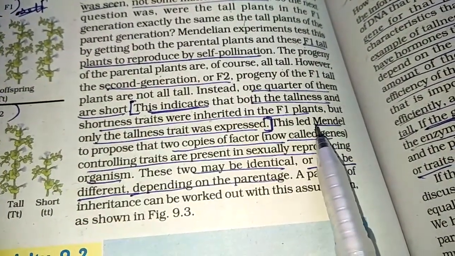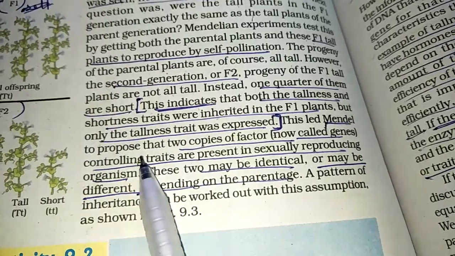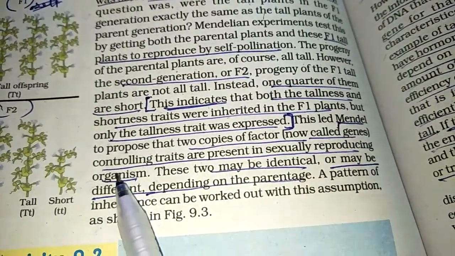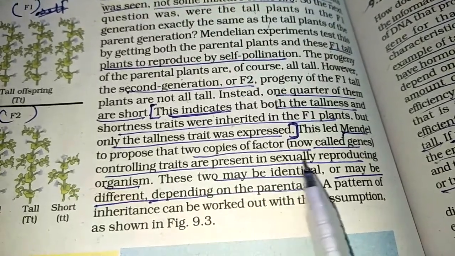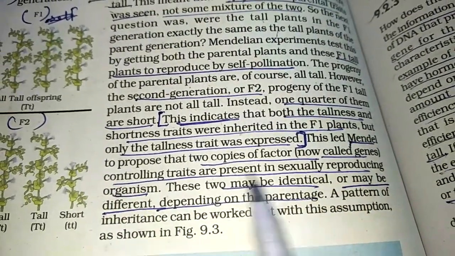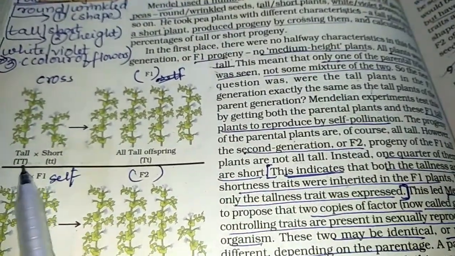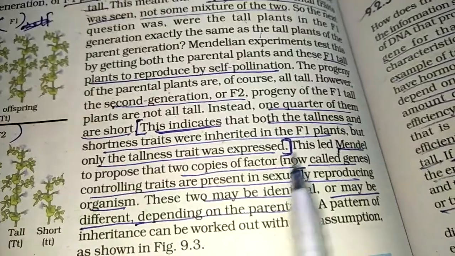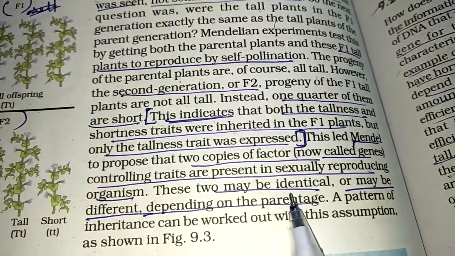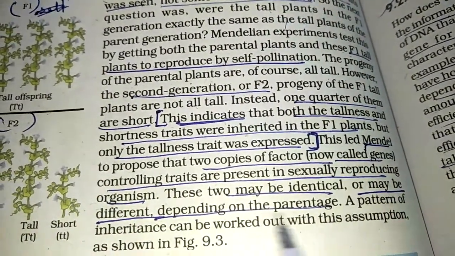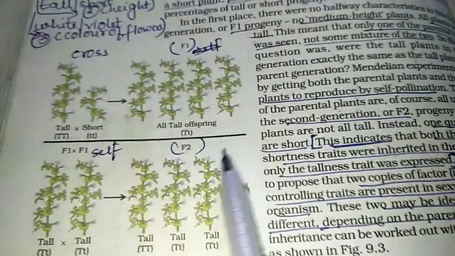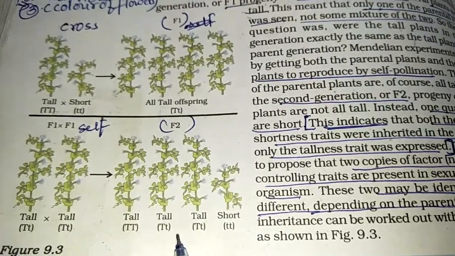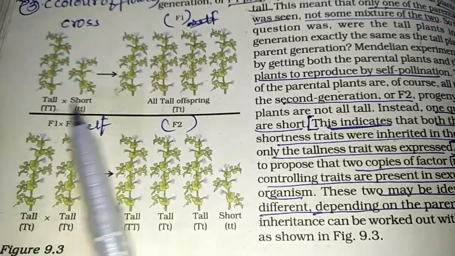So Mendel proposed that 2 copies of a factor, which he called genes, control traits present in sexually reproducing organisms. There are 2 copies: one is big T, another is small t. Each and every trait will have 2 copies. These 2 may be identical or different depending on the parentage. Here they are the same, here they are the same, here they are different, depending on what type of parents you have got.